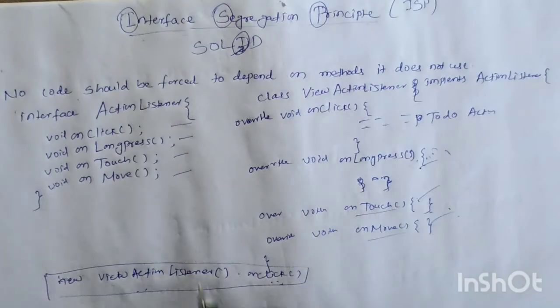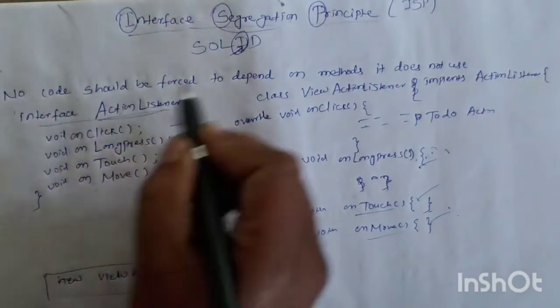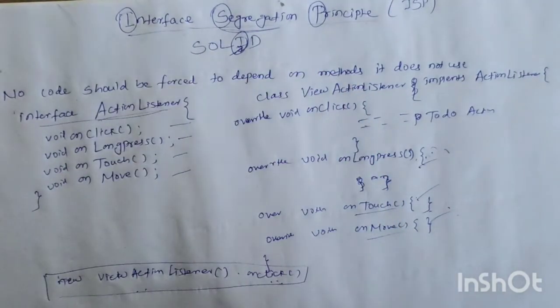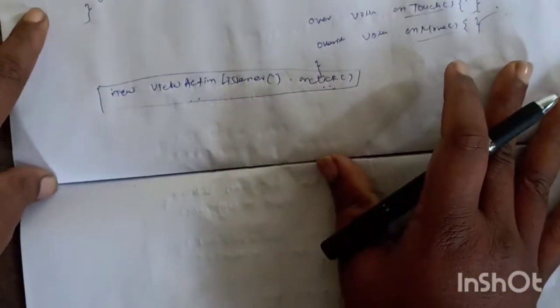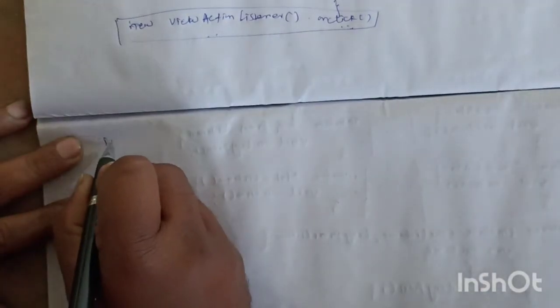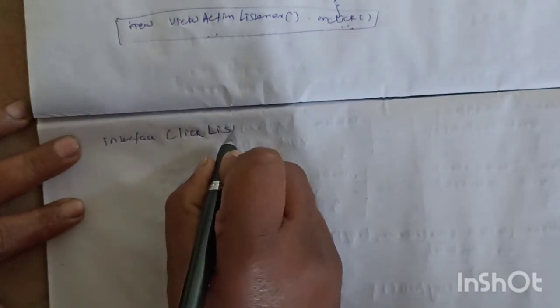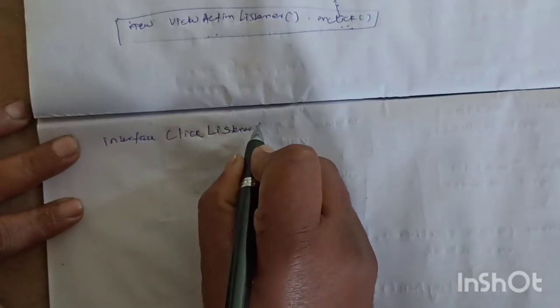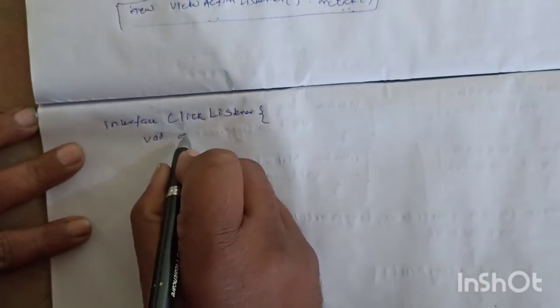Here the major thing is the middle word. First is interface. This is an interface. The middle word tells segregation, meaning segregate it based on the usage. So instead of creating one interface with all these 4 methods, we can create multiple interfaces. Let's say one interface will be click listener, where we can write only that void on click method.